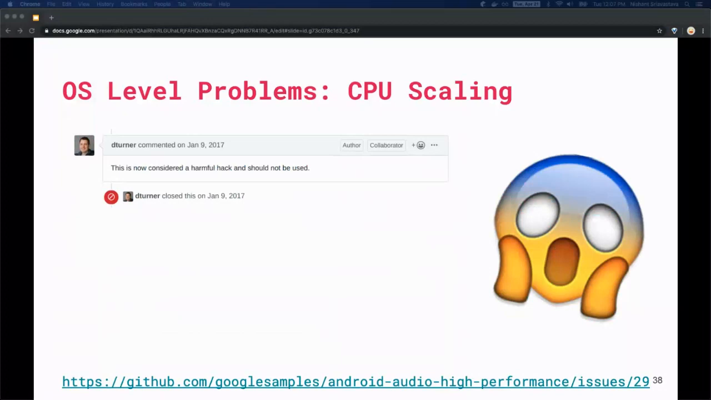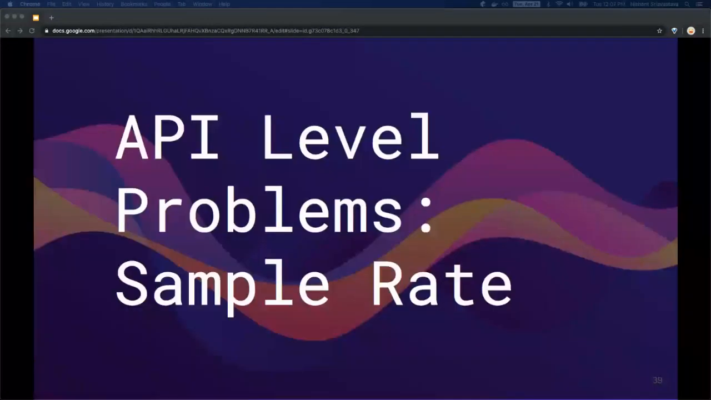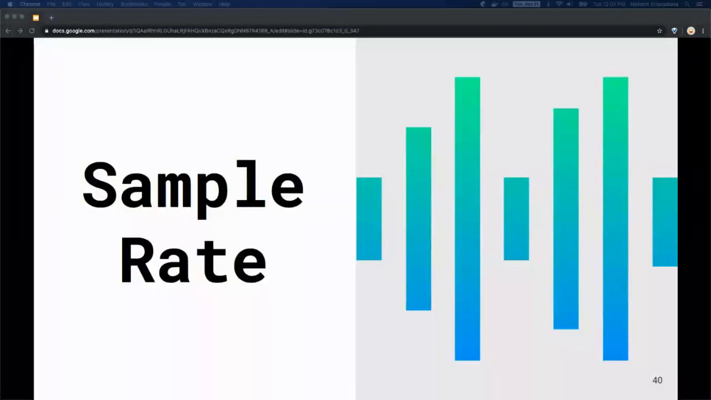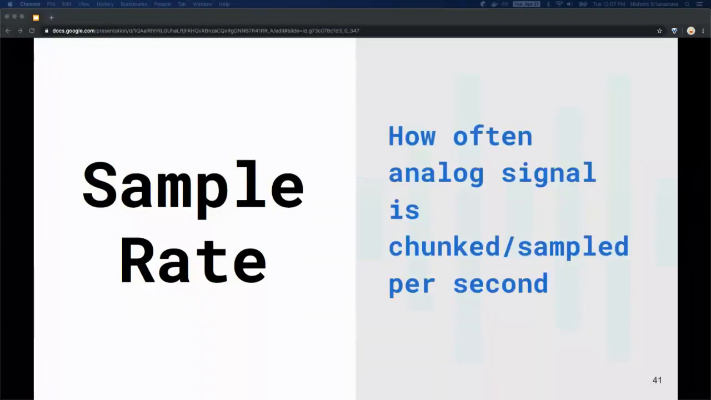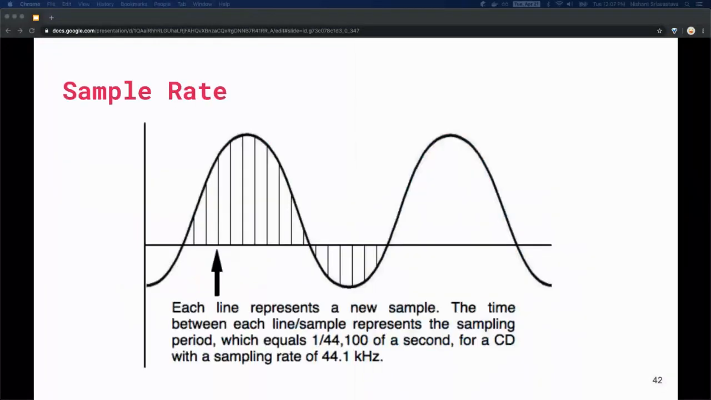Let's also look at API level problems here. And the key term here is the sample rate. When I talk about sample rate, the way I like to describe this is how often an analog signal is chunked or sampled per second. It looks something like this. You have a waveform, a signal, and then you start chunking it into different chunks, right?